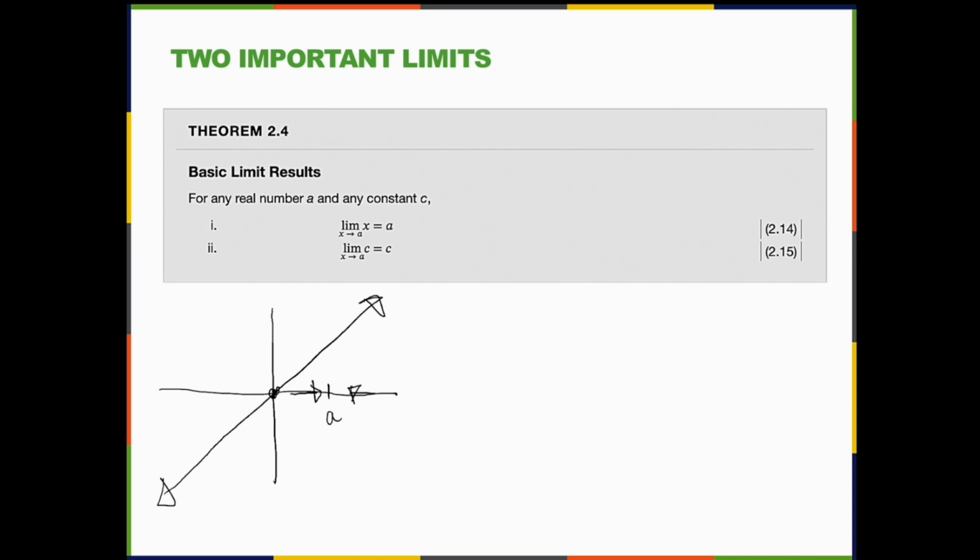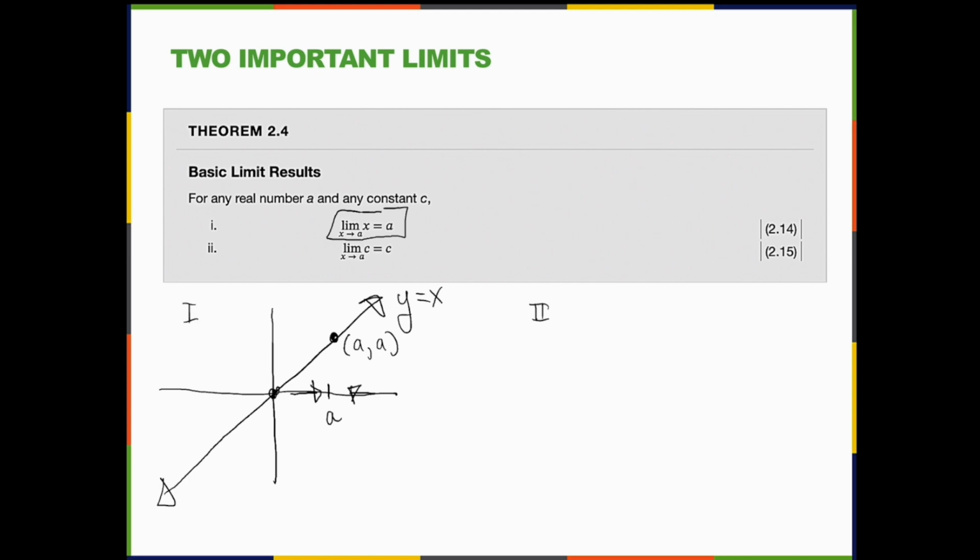So when I approach a from the left or from the right, because this is the graph y equals x, every point on this graph is going to have the same value for x and y. So as I get closer and closer to a as my x value, I'm going to be getting closer and closer to a as my y value. So the limit as x approaches a of our function x is going to be a.